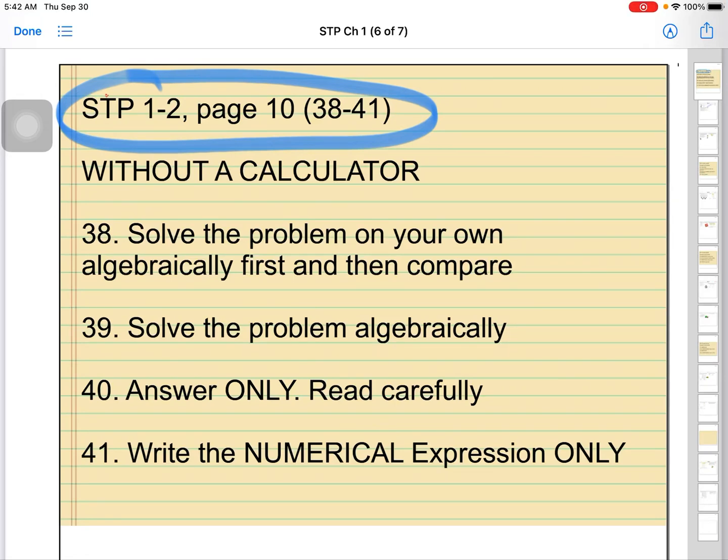I'm going to walk you through the first STP that you tried, page 10, 38 through 41. STP stands for Standardized Test Practice. These are problems that I'm going to have you do as extensions of what we've been learning. They're going to show you what your problems will look like on the MCAs related to the concepts that we are studying. As we do them, I'm always going to give you hints or tips on how to approach the problem that you can look at.